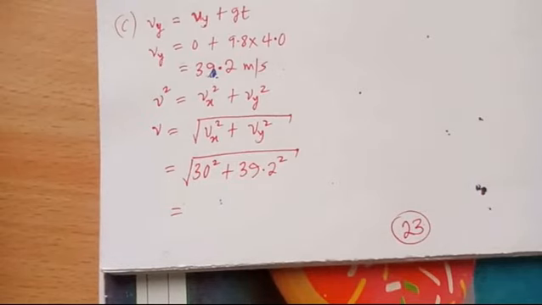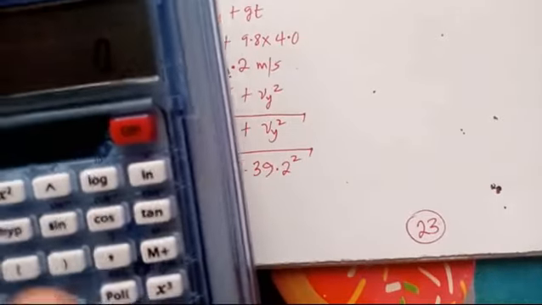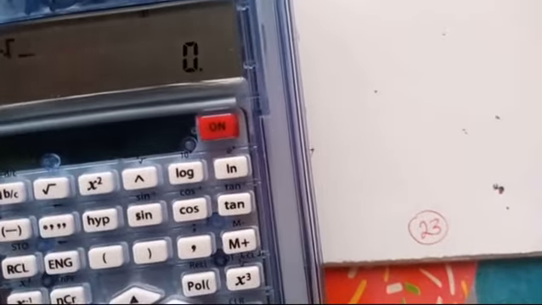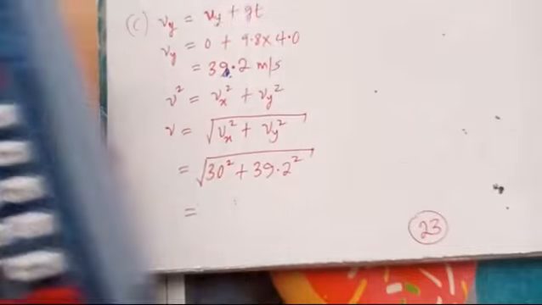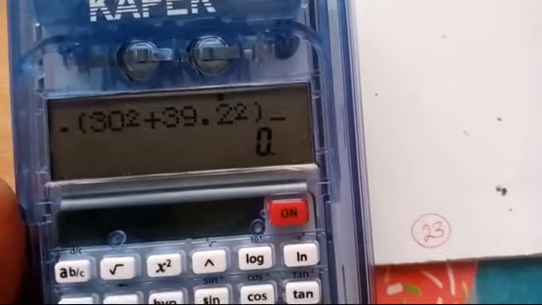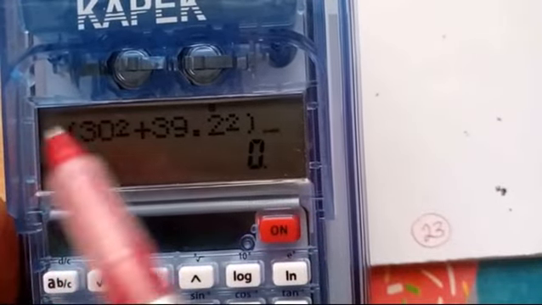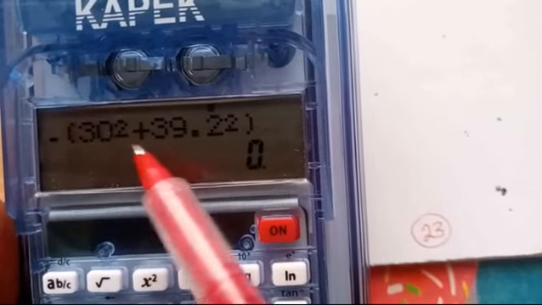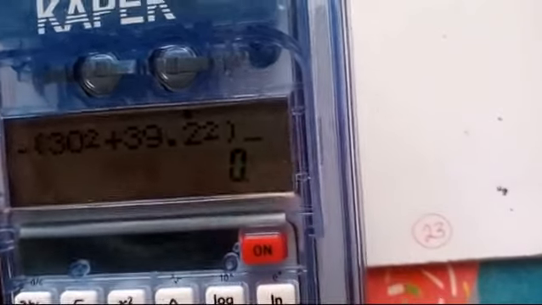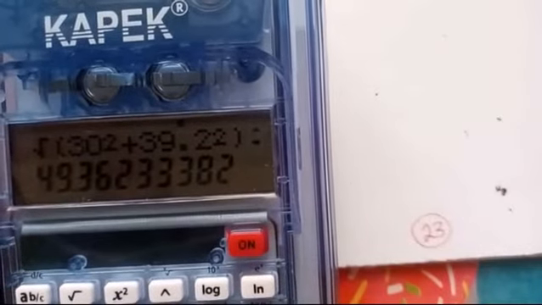Okay, so now you take your calculator. Press the square root, then open a bracket. Press 30 squared plus 39.2 squared, then close the bracket. Look at it here, the root is there, it is hidden. Then square root, open bracket, press 30 squared plus 39.2 squared, close the bracket. After that, press the equality sign. If you press the equality sign, look at your result.